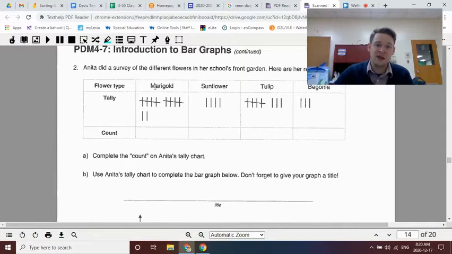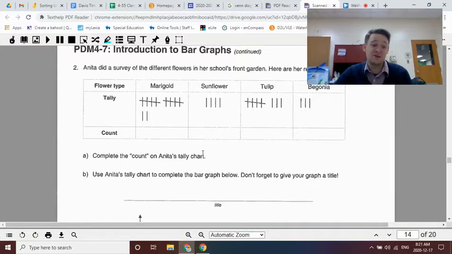So these are the different flowers in her school's front garden. We have 12 marigolds. This is how tallies work. You've got 1, 2, 3, 4, and 5. So you can easily count by fives. 5, 10, 11, 12. 4 sunflowers.